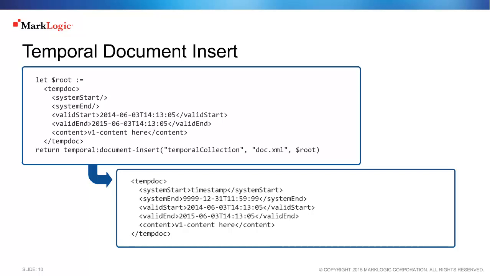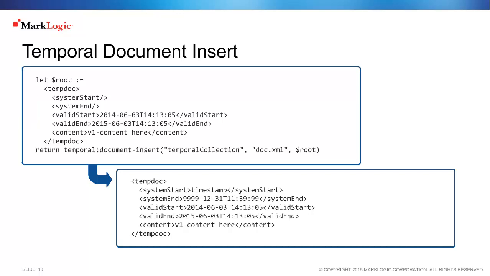This is an example of code to insert a temporal document into a temporal collection, named temporal collection. We will show later how a collection is set up. A temporal document is just like any other document, except it has to have 4 extra timestamps: system start, system end, valid start and valid end.